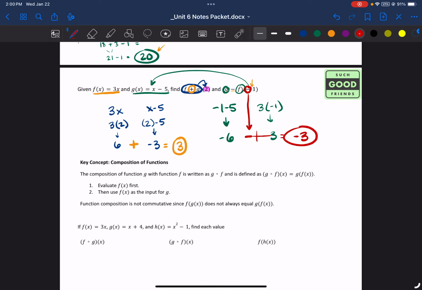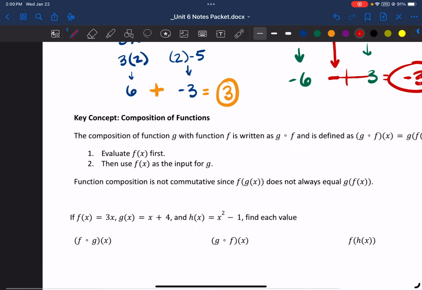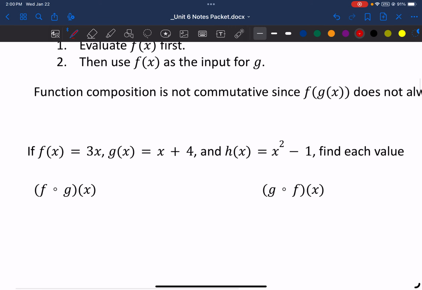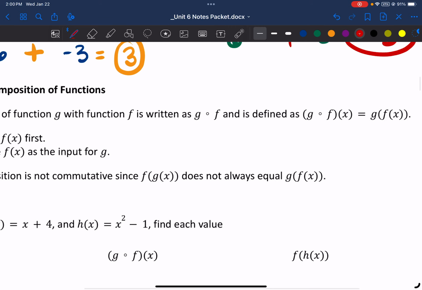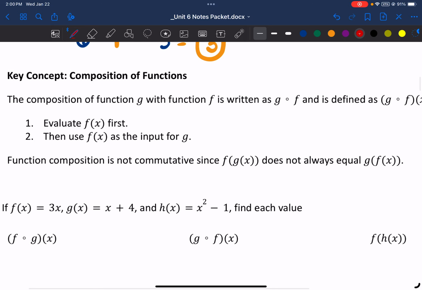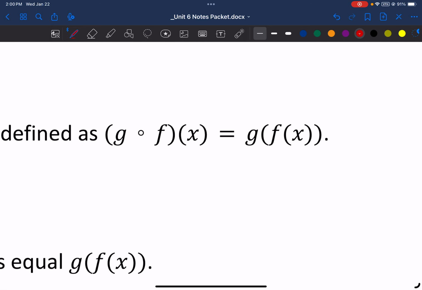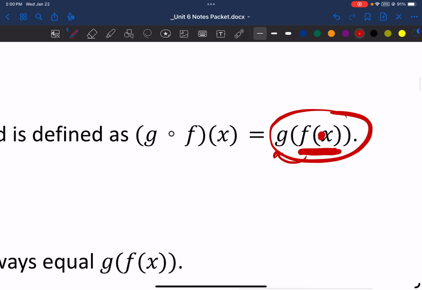All right, now we're going to do what's called composition. What if we wanted to plug, instead of a number, an entire equation in for g of x? What if we wanted to take the whole f of x equation and plug it in for g of x? This is how I've always seen it written. I guess we can write it like this too, where we're plugging f into g.